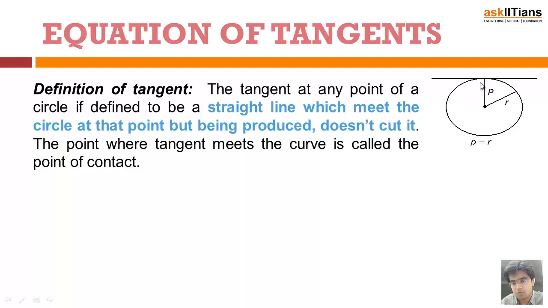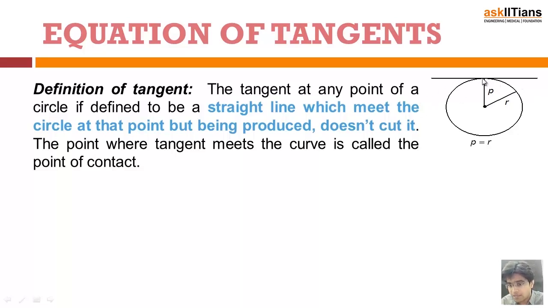So a tangent at a point on a circle is defined as a straight line which meets the circle at that point. That means if I have taken this point, then this straight line is going to meet the circle at this point only, but it is not going to cut the circle when I produce it further. So it's not a chord. It's just a line that is touching the circle. It is not intersecting the circle at 2 points. It is just touching, intersecting at 1 point.